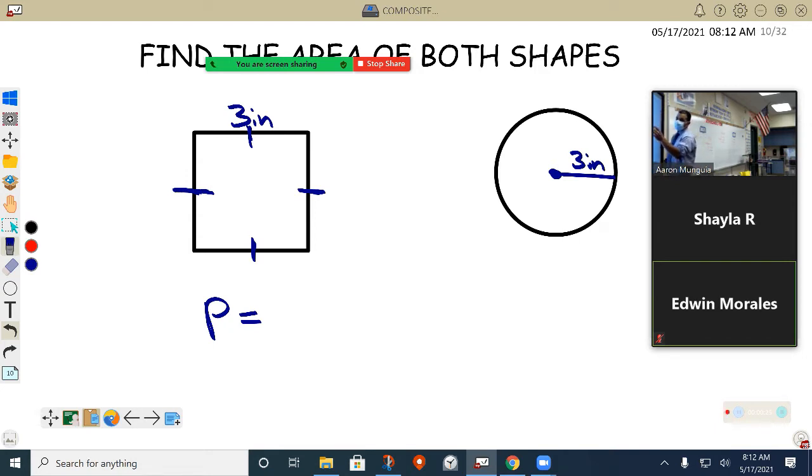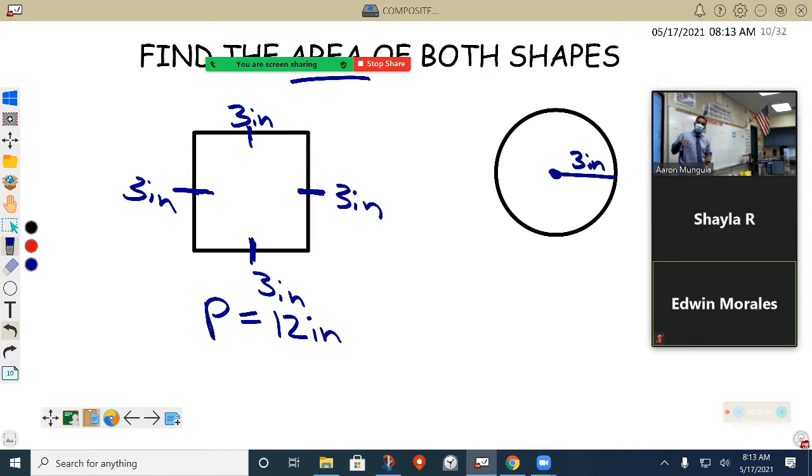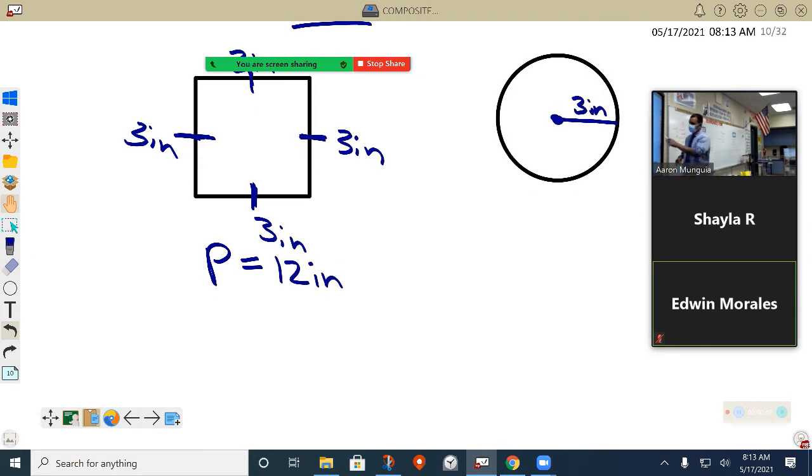Whenever you have hash marks, these little lines on the sides of a shape, that's communicating that they're all the same size. So this is 3 inches, this is 3 inches, that's 3 inches, that's 3 inches. So the perimeter would definitely be 12 inches. But I'm asking for the area. In other words, how many square inches fit inside? And that's what we worked on 2 weeks ago. So the area of a square is length times width.